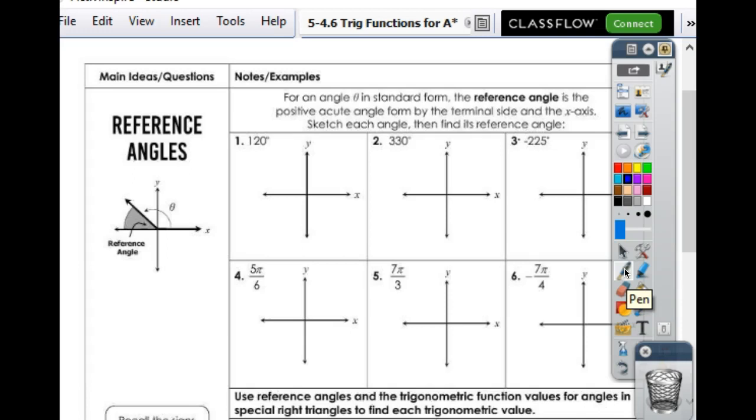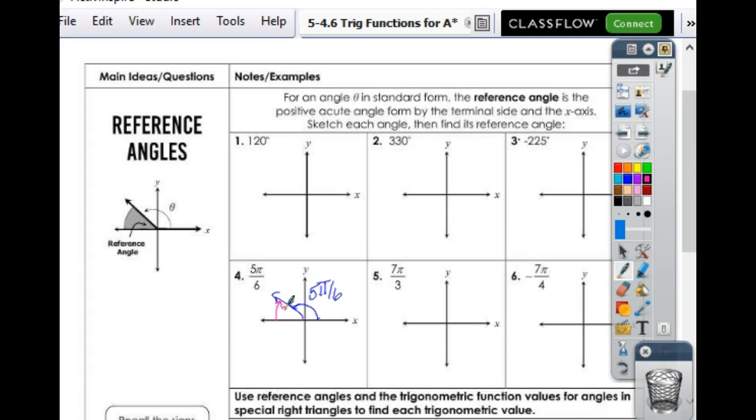Which quadrant is 5 pi over 6 in? The second, right here. So when we find a reference angle, the reference angle goes from the x-axis to the terminal side.